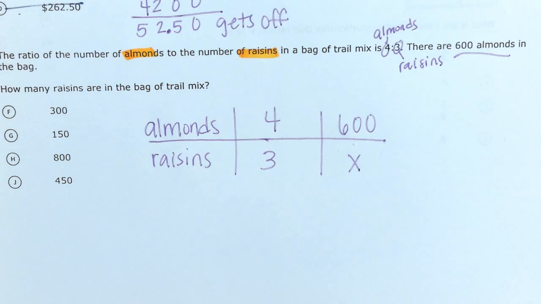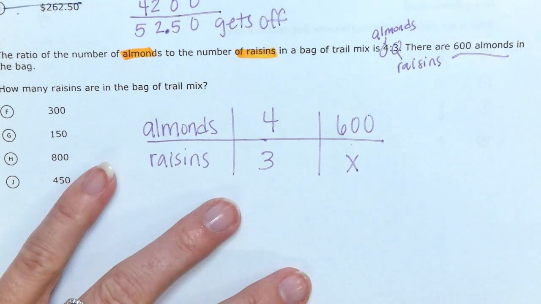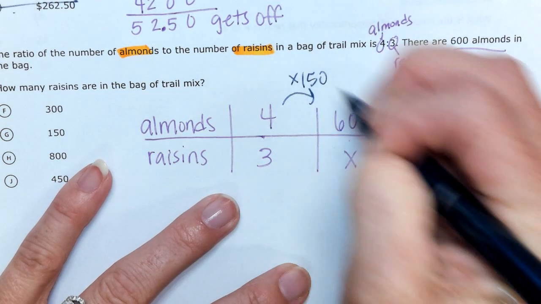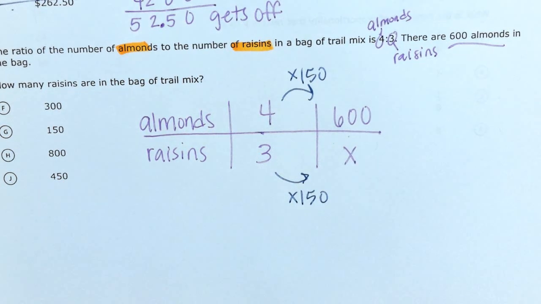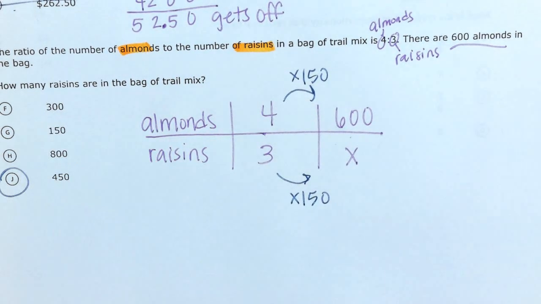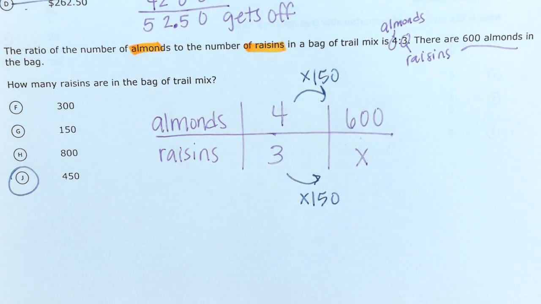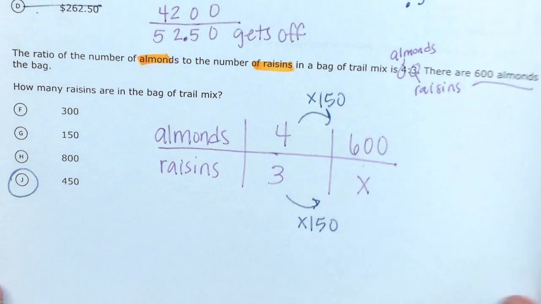Does anybody know the pattern? If you don't see the pattern, you have to cross multiply and divide. But I know that 600 divided by 4 is 150. So if I multiply 4 times 150, it would give me 600. So I just need to do 3 times 150, which is 450. Now again, if you can't see the pattern, then you cross multiply and divide. They're going to get the same answer no matter which way you do it, as long as you do it right. Okay, turn the page.